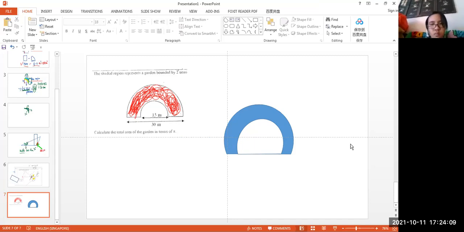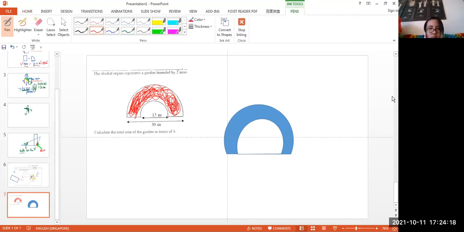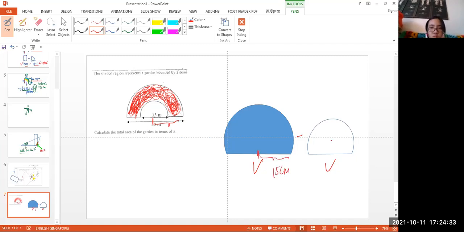Okay. So you have the answer already? Okay, never mind. Let me quickly verify your answer. So first you find out the big one, then minus this one, right? This one, the radius is 15 cm, right? This one, the radius is 7.5 cm. Am I right? So how do you find the area for a semicircle? Half times pi r squared, 15 squared, minus half times pi r squared, 7.5 squared.